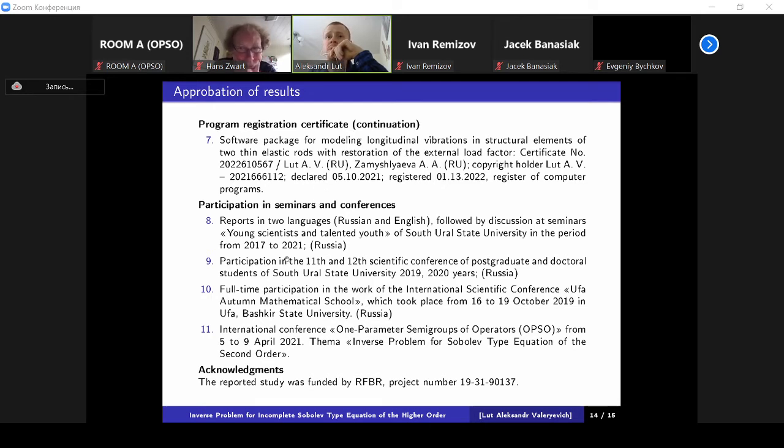For example, last year at this conference there was a presentation with the theme of my research: inverse problem for Sobolev type equation of the second order. In addition, our research was supported by a grant from the Russian Foundation for Basic Research. The grant number is indicated on the slide.